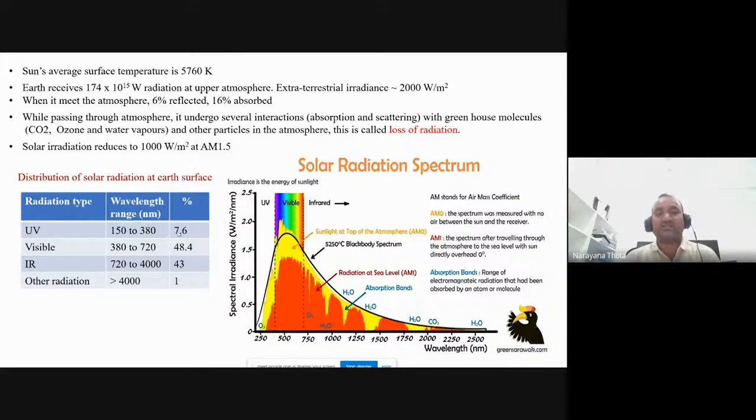Among them, 48.4% is visible solar radiation. If you observe this visible solar radiation, we have to develop solar cells which absorb most of the incident solar spectrum, which is visible light, about 380 to 720 nanometers. So this is about the incident solar spectrum.